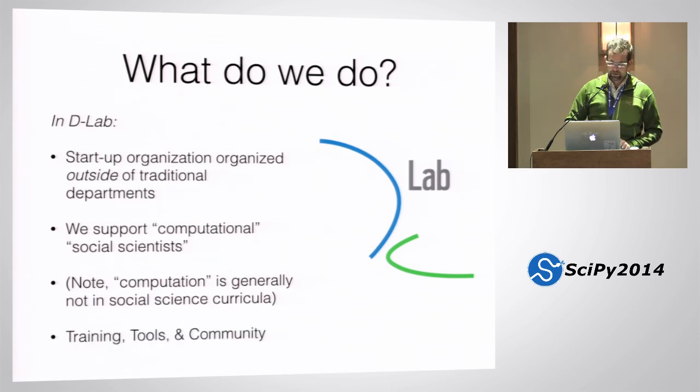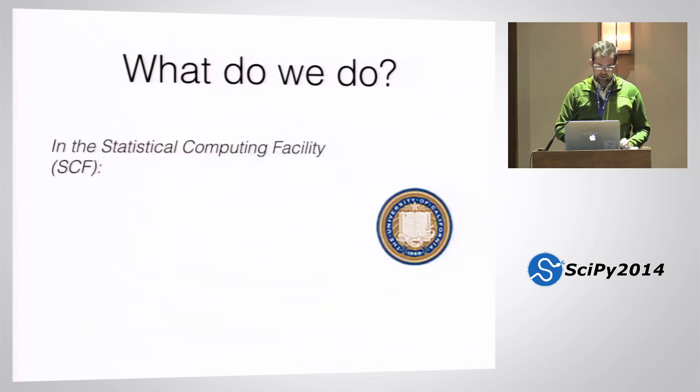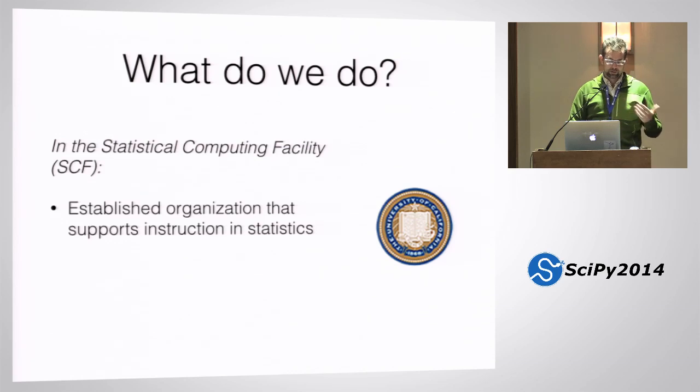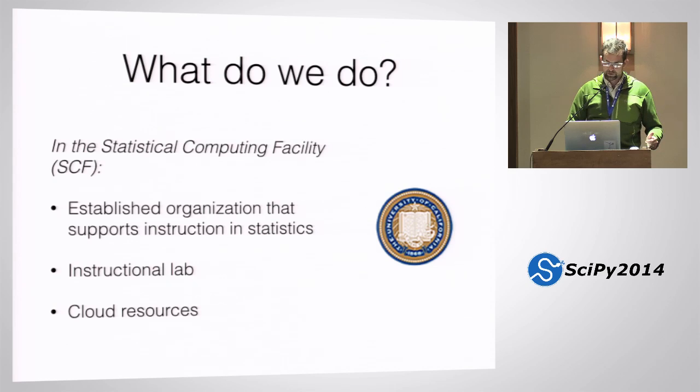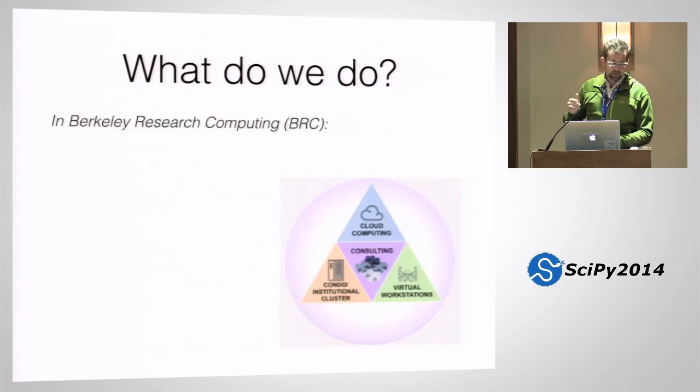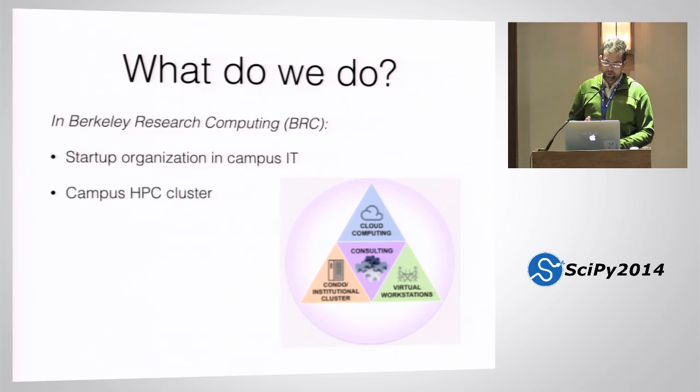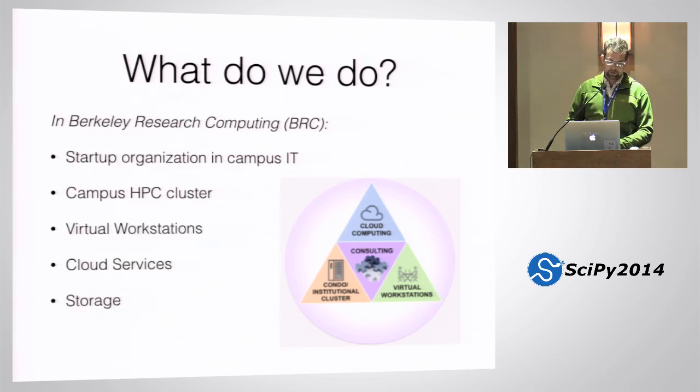I've already mentioned computation is not generally taught. And at the D-Lab, we work on training, tools, and community to address this training need. The Statistical Computing Facility is more of a traditional established organization. It supports statistics, it's got an instructional lab, they support cloud resources. And then Berkeley Research Computing is a new organization as well, with a lot of senior people from campus IT. They're trying initially to get a high-performance cluster going, but they're moving towards virtual workstations and cloud services and storage and consulting and probably more stuff.